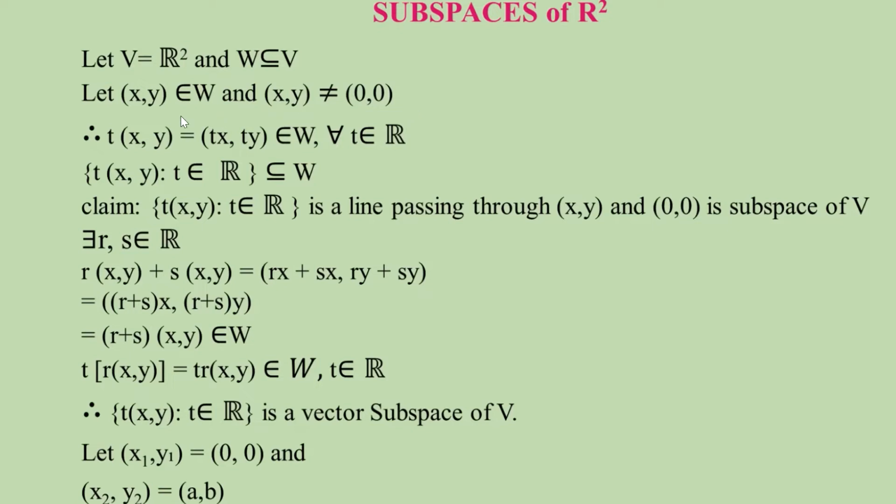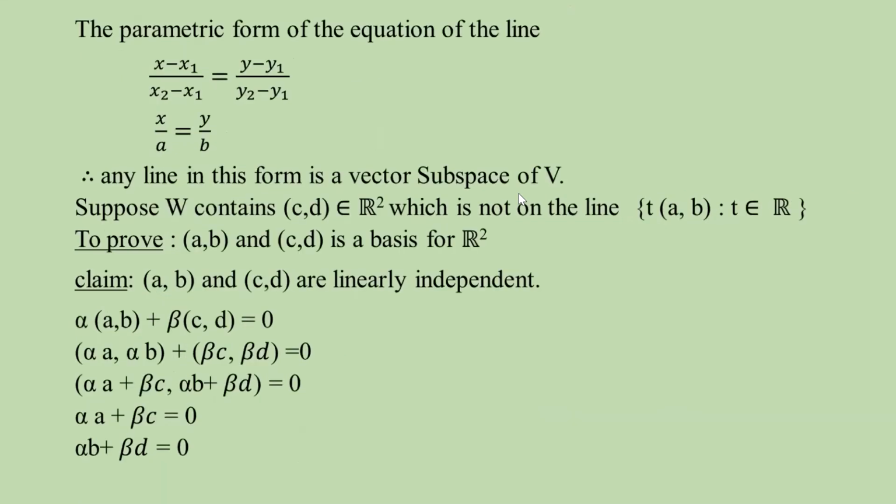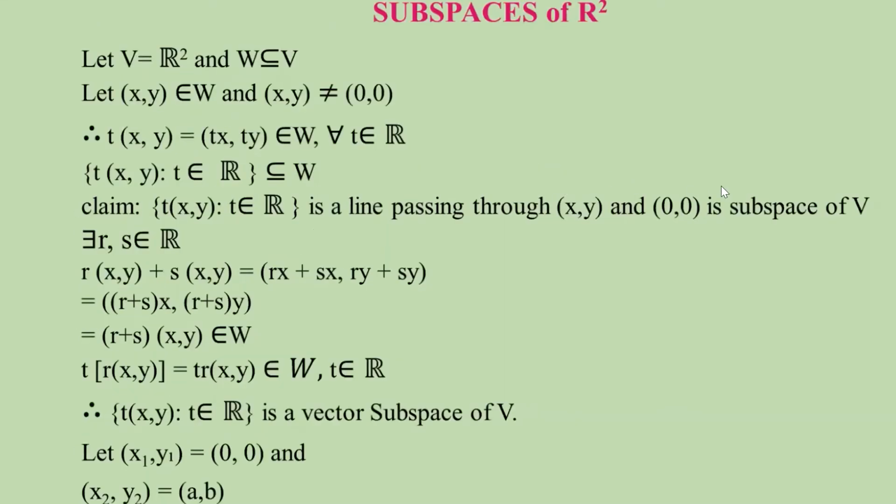Therefore, we can write t times (x, y) equal to (tx, ty), which is also in W for all t belonging to R, and we know that this is a line. So the set of all t times (x, y) such that t belongs to R is a subset of W, and now we claim that this set, a line passing through (x, y) and (0, 0), is a subspace of V.